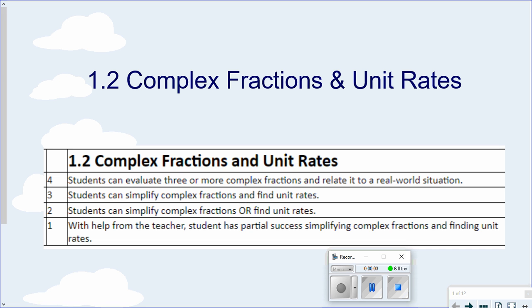Good morning, 7th graders. Today we're going to work on Chapter 1, Lesson 2, which involves complex fractions and unit rates. As you can see, if you look at the rubric here, our goal is to be able to take a complex fraction and find the unit rate, like miles per hour or feet per hour. And hopefully you can relate this to real-world situations.